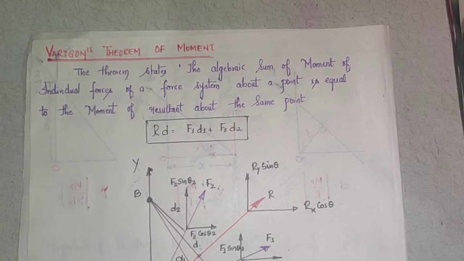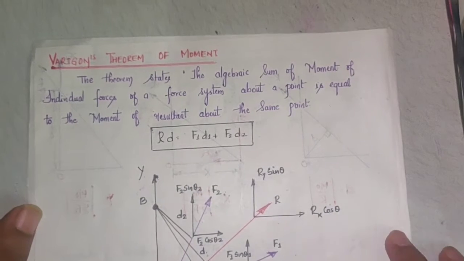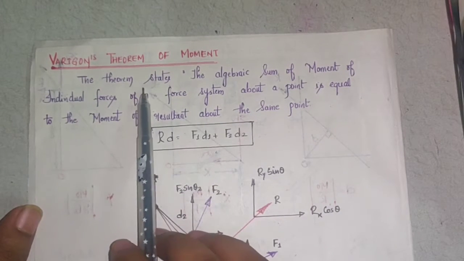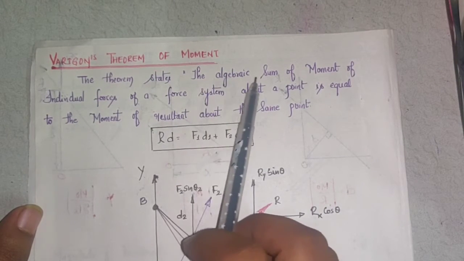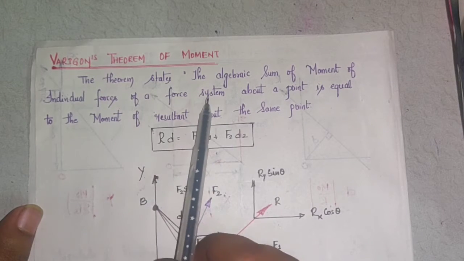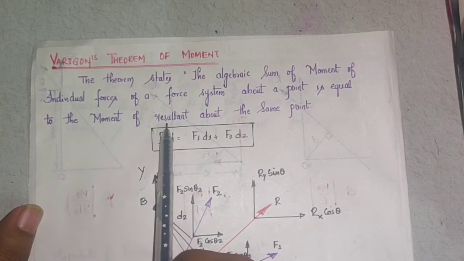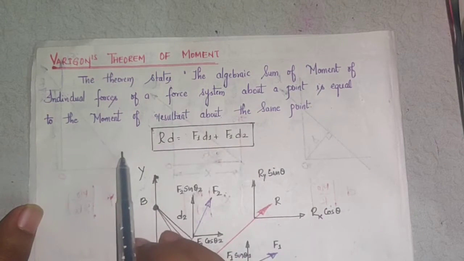In this session, we'll be studying Varignon's theorem of moment. So to begin with, first let's state what the theorem says. Varignon's theorem states that the algebraic sum of moments of the individual forces of a force system about a point is equal to the moment of the resultant about the same point.